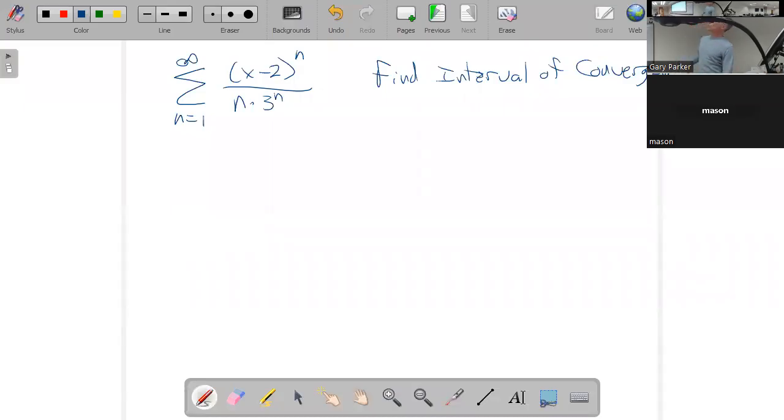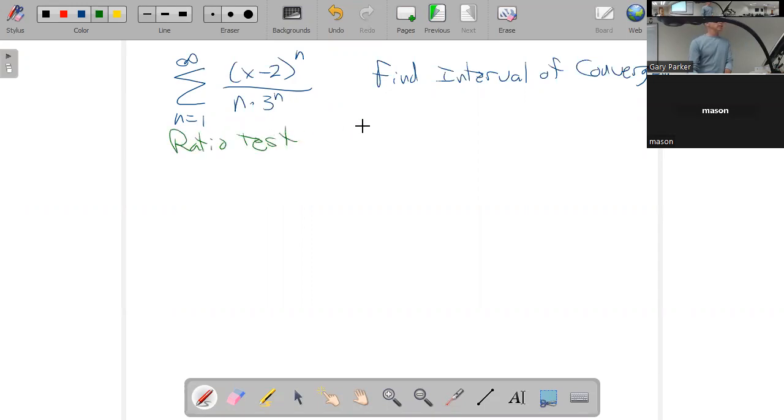To find an interval of convergence for a power series like this, we think back to what we did with regular series. And in my opinion, our most powerful tools for regular series were the divergence theorem, the integral convergence test, and the ratio test. And that's what we're going to use most of the time. So what does the ratio test tell us?